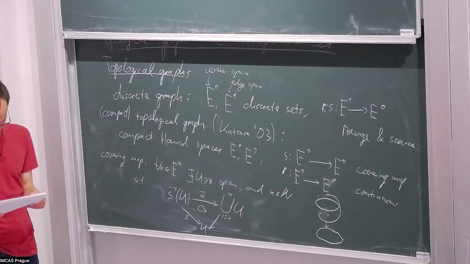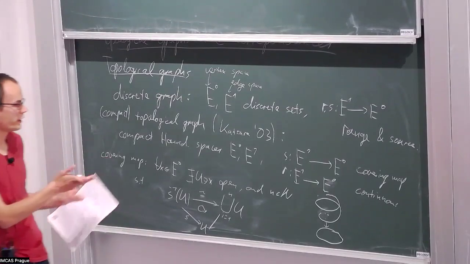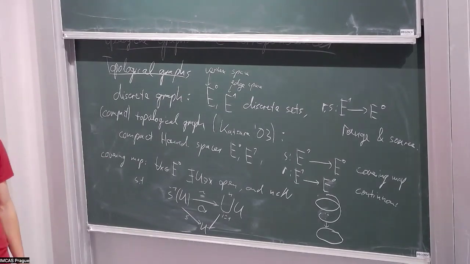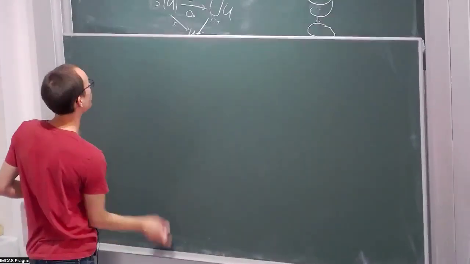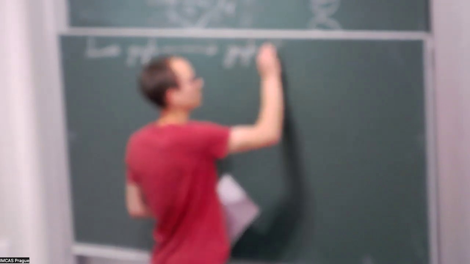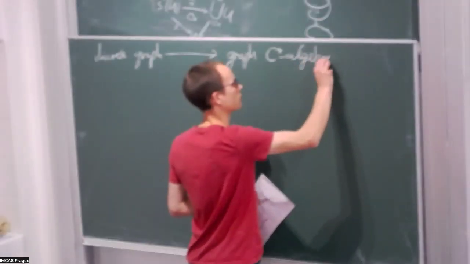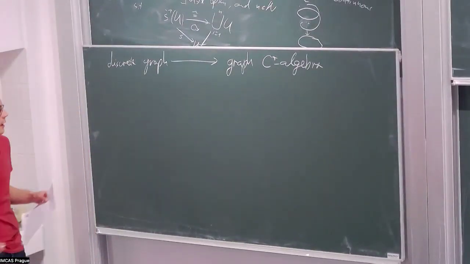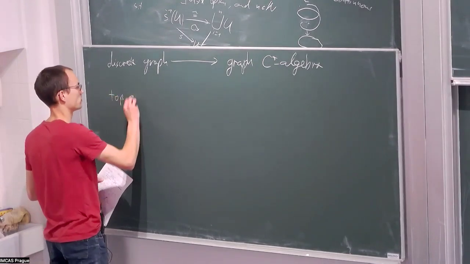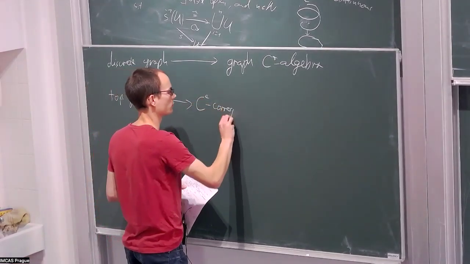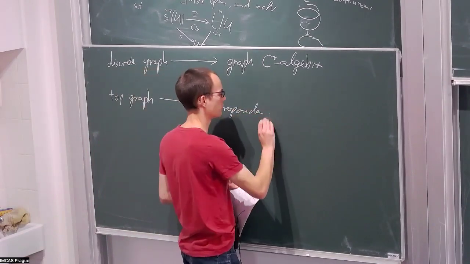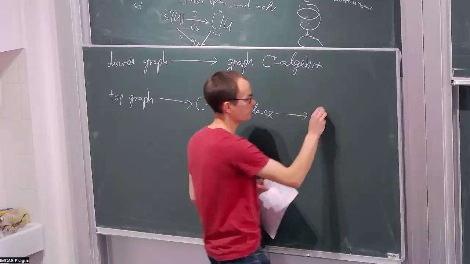Okay, so why do we do this? What's the point of topological graphs, right? The point is that you can build C-star algebras from them. So from a discrete graph, you can build its graph C-star algebra. We've seen this in the Mali seminar a few weeks ago. And from a topological graph, you can first form a C-star correspondence and then you can form its Cuntz-Pimsner algebra.